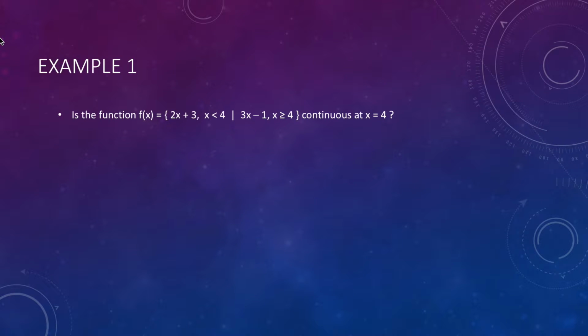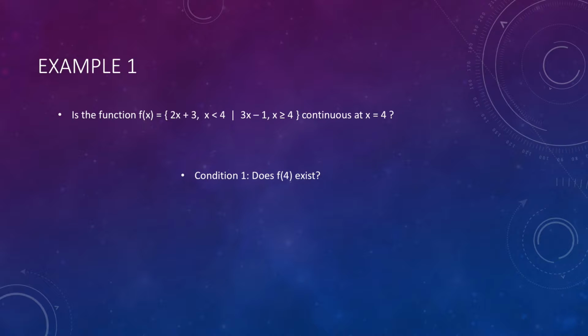So this is example 1. Is the function, and this is a piecewise function, which means that it's actually two different functions that apply before a certain value and after a certain value. So 2x plus 3 while x is less than 4, and then 3x minus 1 while x is greater than or equal to 4. So it's basically like two functions. Is this function continuous at 4?